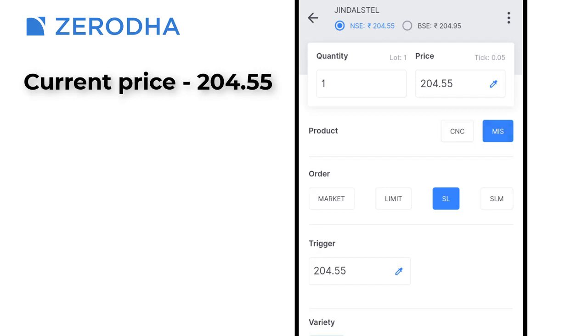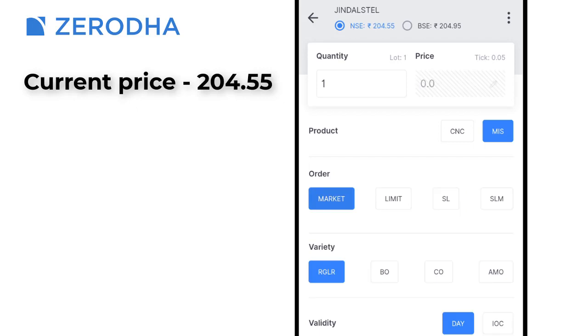MIS, margin intraday square off. It's an intraday trade. So whatever trade you place, it will be squared off at the end of the day. End of the day means that at 3:20 it will be automatically squared off if you don't have a stop loss or take profit. Along with that you will also get an additional benefit, which is margin. You are able to purchase more stock than what you have in your account.